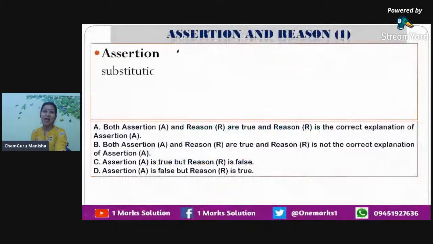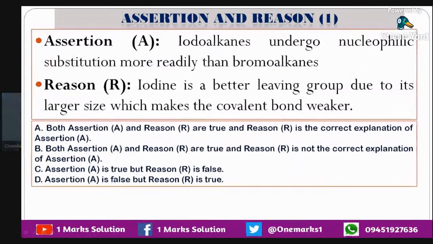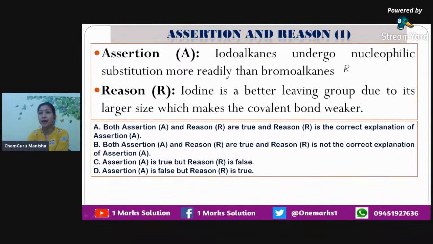The first assertion statement that we have is iodoalkanes undergo nucleophilic substitution more readily than bromoalkanes. Now, if I talk about iodoalkanes, the iodine is a better leaving group. The reason is definitely explaining that. The reason says iodine is a better leaving group due to its larger size. Iodine is pretty bulky. So, what happens in a nucleophilic substitution reaction? If I can just quickly make you understand that.